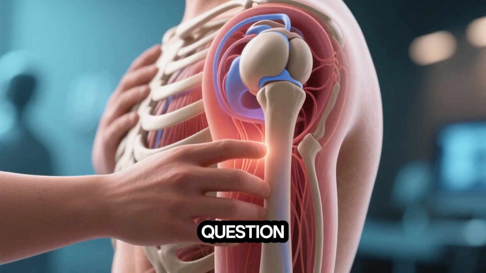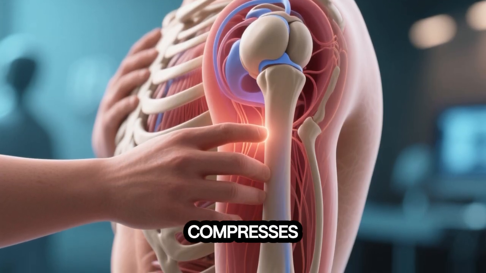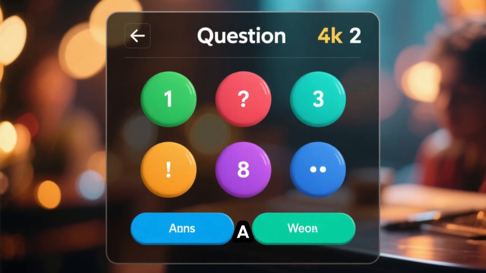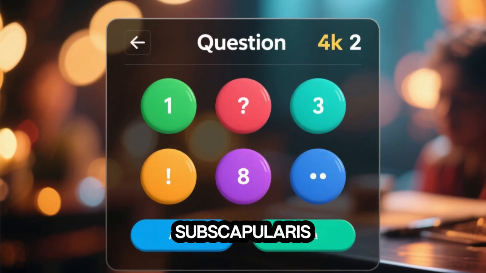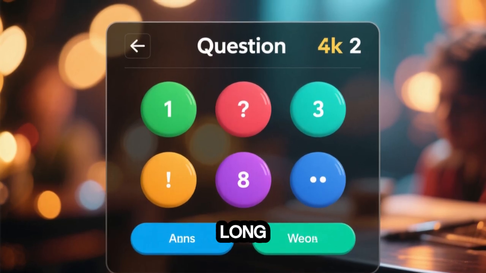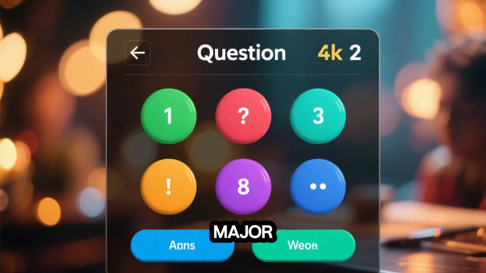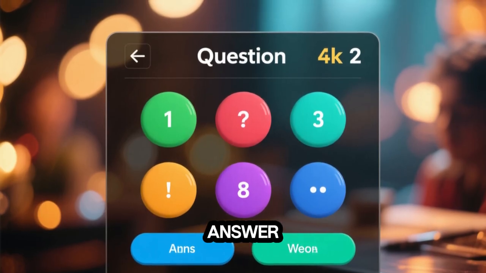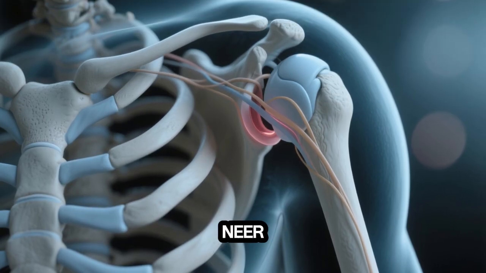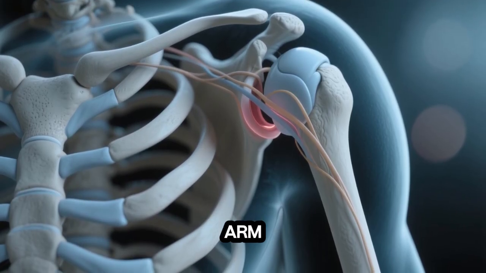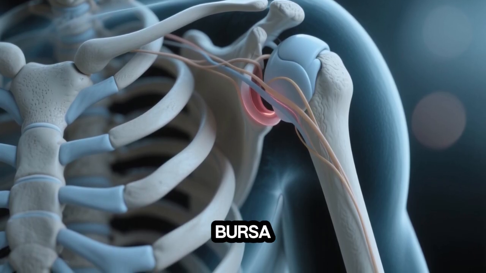Let's begin. Question 1. The Neer impingement test primarily compresses which structure? A. Subacromial bursa. B. Subscapularis tendon. C. Long head of biceps tendon. D. Teres major tendon. Think about your answer. Correct answer is A, subacromial bursa. The Neer test elevates the arm, narrowing the subacromial space and compressing the bursa.